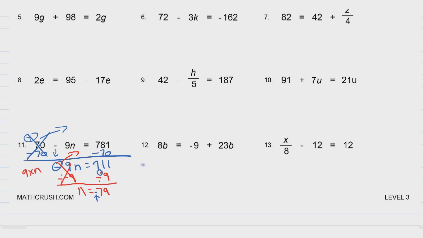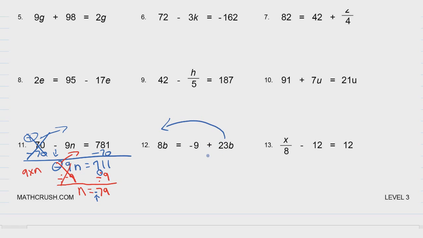All right, problem 12. You have 8b, well, you have a variable and a number, so you already know they're not happy. You have -9 and 23b. You have to ask yourself, who do you want to move? If you move the -9, all you're doing is sending more numbers towards the b. So you don't want to do that. You want to move the 23b over here so the 23b can join the 8b.